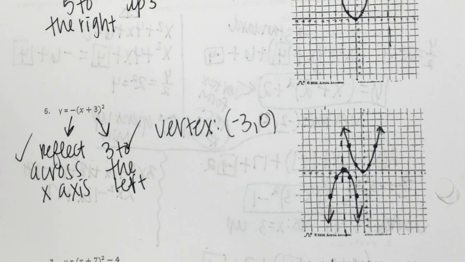Alright, I want you to pause this video, be honest, make sure you pause it, and try number 7 on your own. If you don't need the parent function, you don't have to graph it, but if you need it, go ahead and do it. But pause it, try number 7, then unpause it when you're ready to check your work.